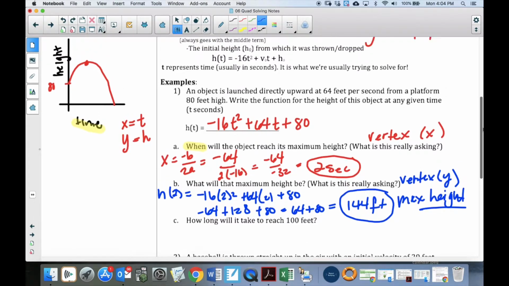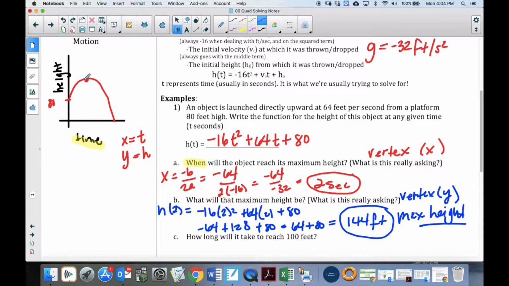That is the vertex, the highest it gets, and we can come over here to our diagram and maybe fill in some information. The highest it gets is 144, and it reaches that height of 144 after 2 seconds. Obviously, there are an infinite number of points along the way, but that is our vertex, and that's an important piece.